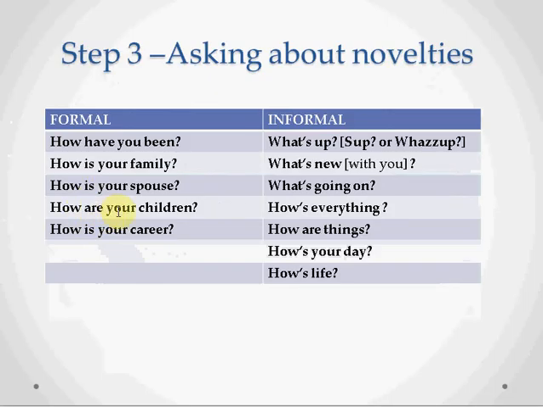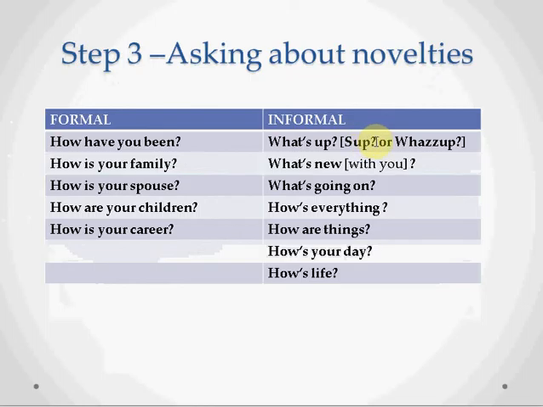How are your children? You want to know what's new with the person's children. You might want to know too what's new with the person's job, what's new with the person's career. So you would ask a formal question like, "How is your career? Is everything okay at your job?" But you would formulate it in a very formal way. How is your career?